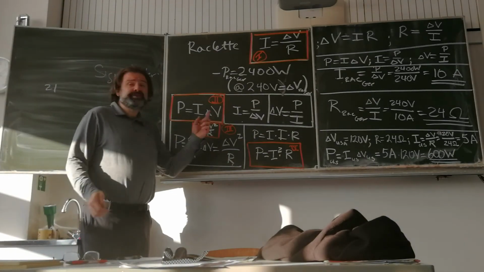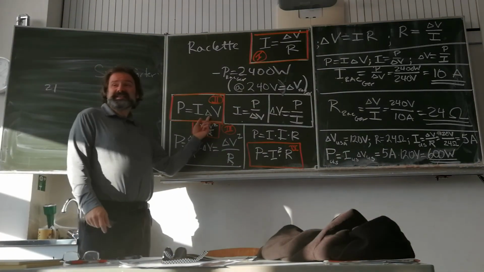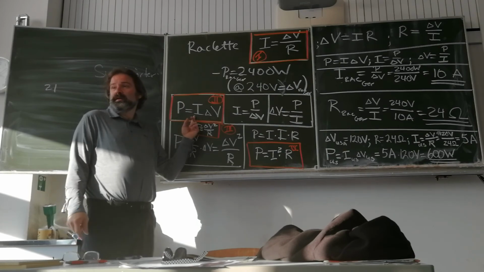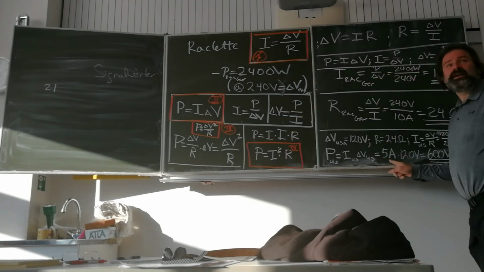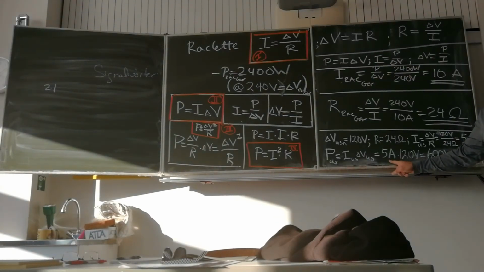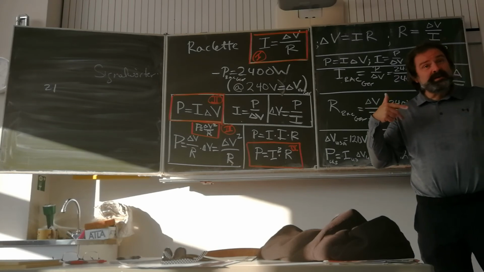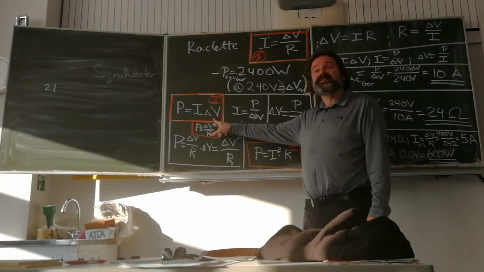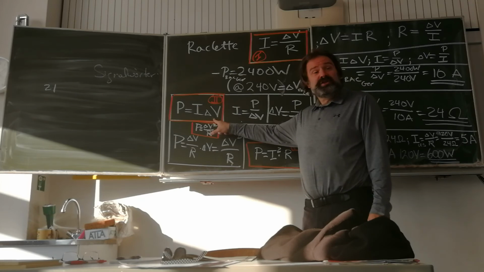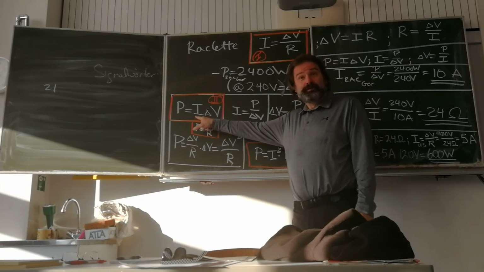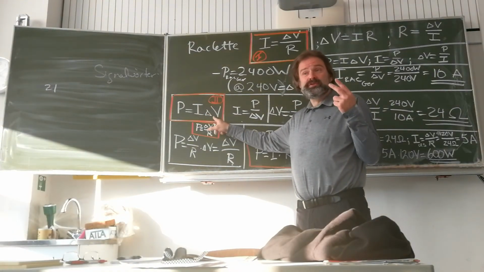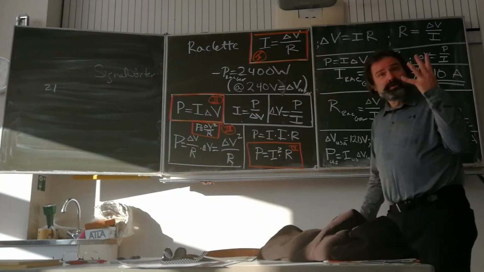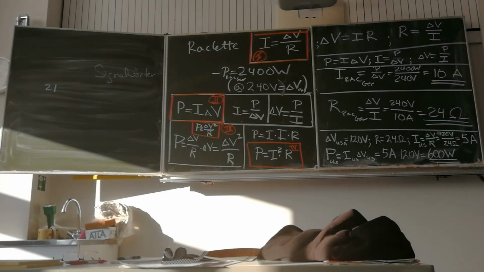So we've reduced delta V by a factor of 2, but what has happened to I? The current. It also got smaller by factor 2. So when we reduced delta V, power was reduced not just because delta V was reduced, but the reduction in delta V also affected I. So because I reduces by 2 and delta V reduces by 2 as well, the total power reduction is a factor of 4, which is, of course, 2 times 2 is 4.